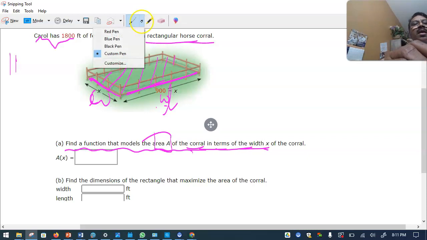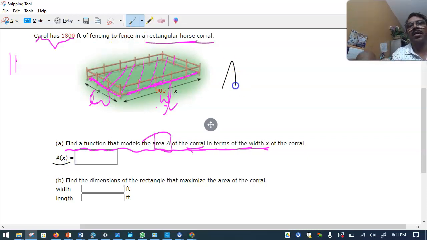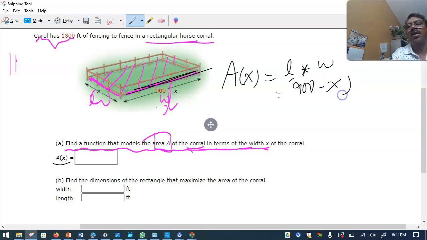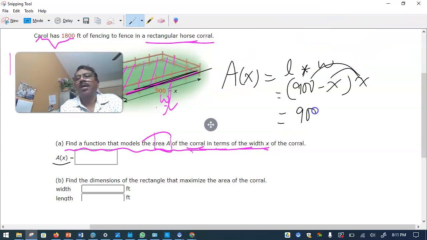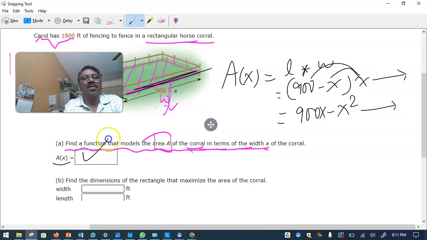So the question is, what is the area function? The area function is length times width. The length becomes 900 minus x, and the width is x. So just multiply and use the distributive property. This will become 900x minus x squared. So this is the answer.